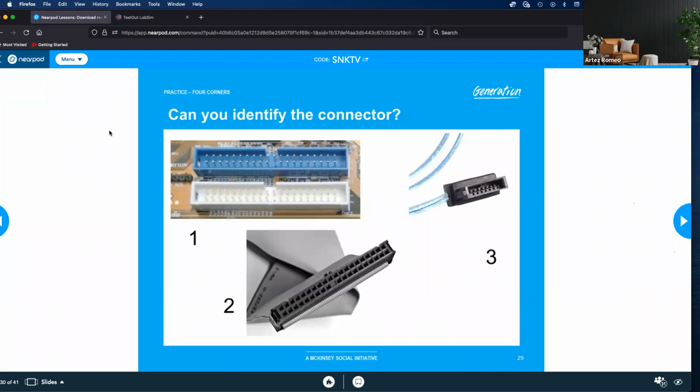We had a young lady in our last cohort that had never even turned a computer on three months prior to entering the course. In her life, she had never turned a computer on. Oh my God.